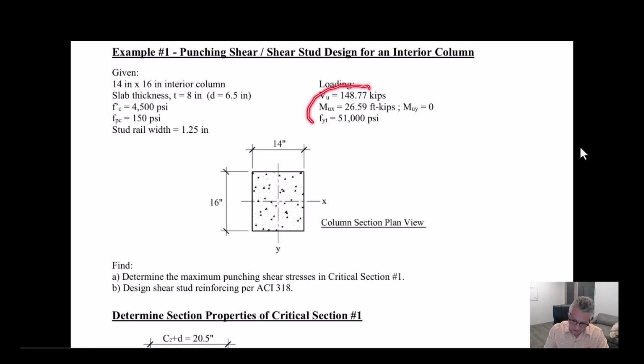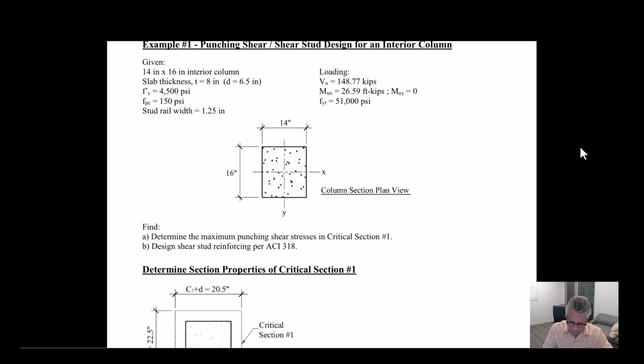Okay, and like I said, I'm matching some PT data examples that I had done, so that's why we're looking at shears of 148.77, not a little bit rounder numbers. But so, okay, 14 by 16 column bending about the x-axis.